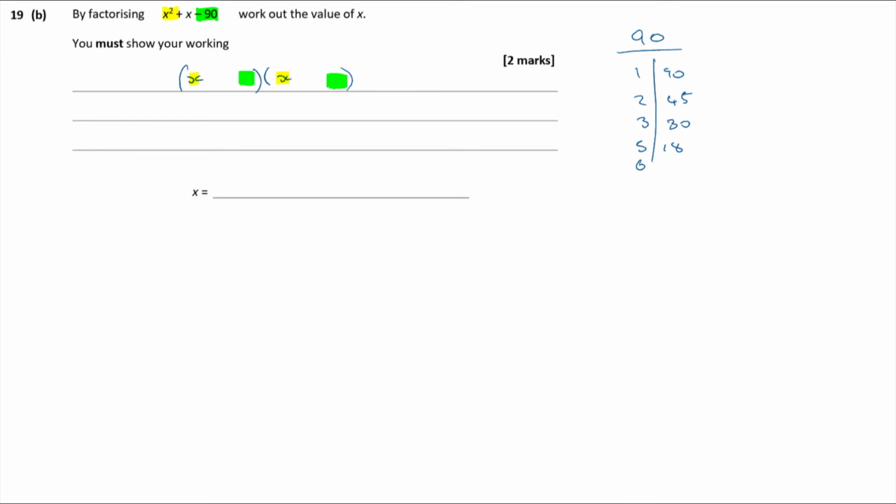6, yep, 6 goes into 90. 6 goes into 90 15 times. Any more? 7, nope. 8, nope. 9, yep, 9 times 10. And I kind of met myself coming down the other way there. So I've got all my factor pairs. I've got a lot, haven't I?